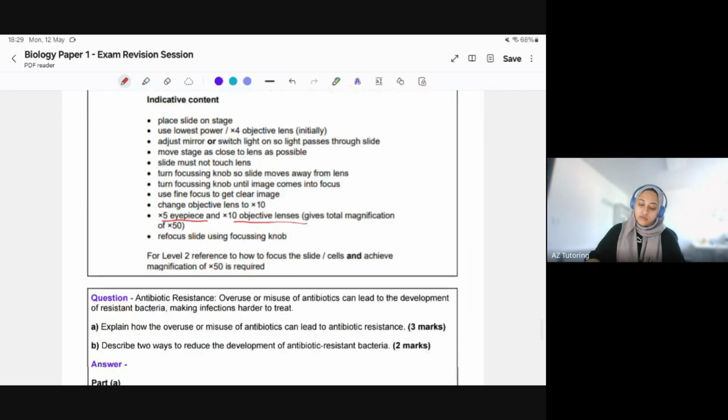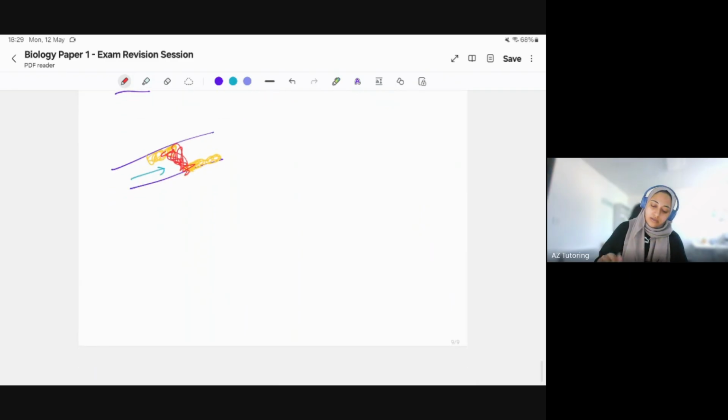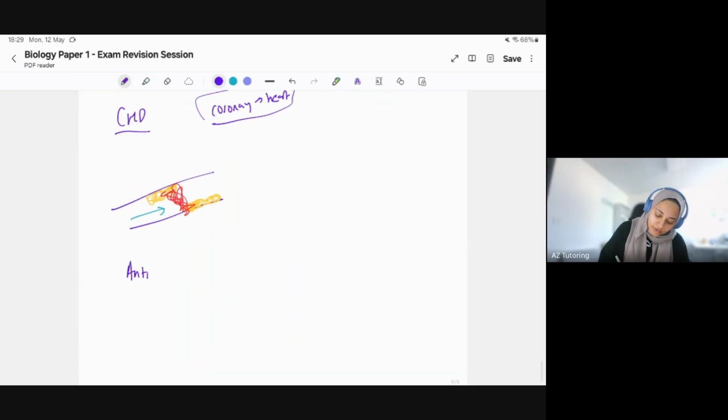Yeah, that one's fine. Okay, so the mark scheme's there. And just quickly speaking about antibiotic resistance. Antibiotic resistance is, let me just explain it here, and then wrap it up there.